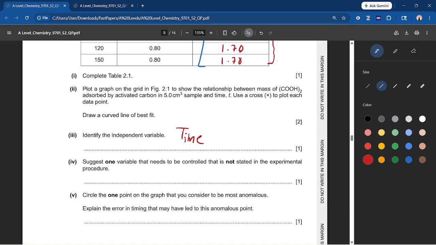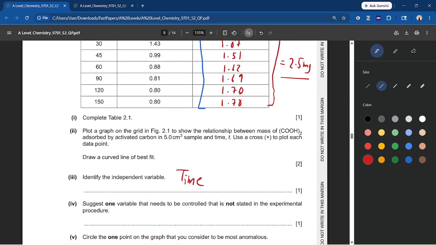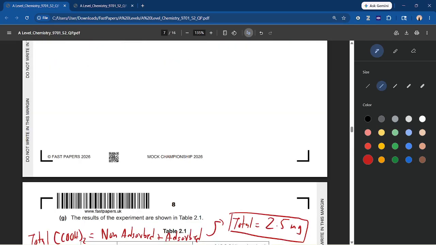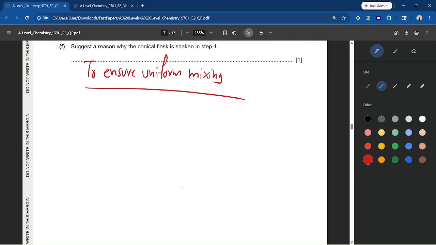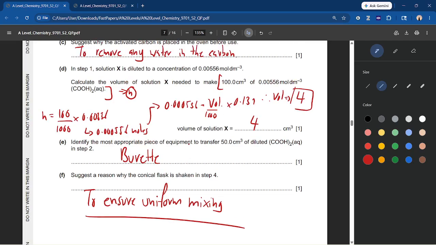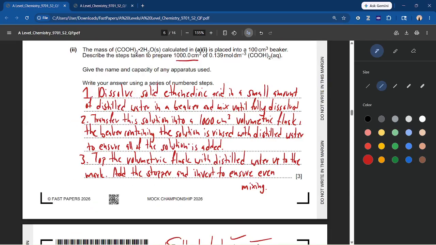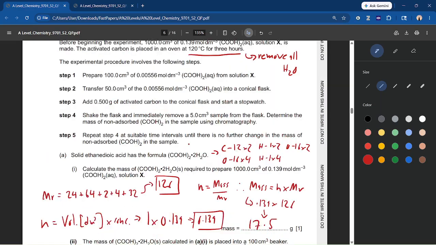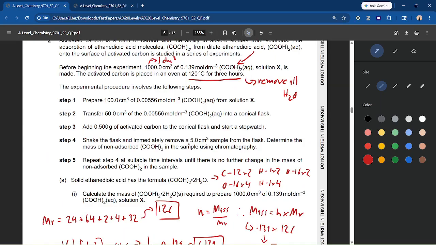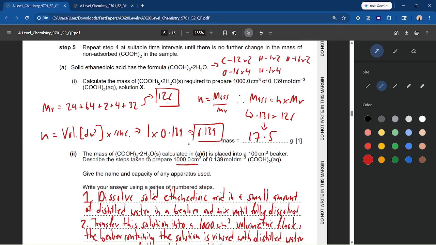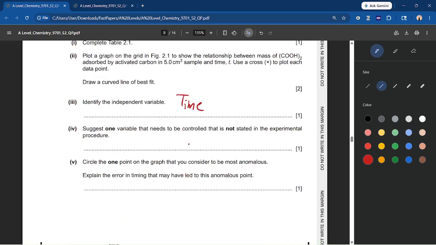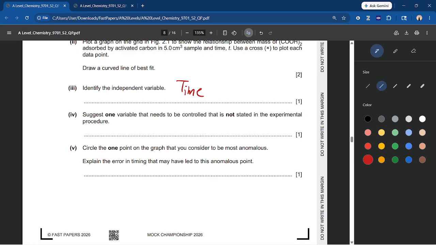So just one variable that needs to be controlled that is not stated in the experimental procedure. Usually whenever you're doing these sorts of reactions, one thing that you should always keep constant is temperature. So I don't recall seeing temperature over here. Let's go through it. Maybe I missed it out. So it says prepare, shake the flask, and yeah, there's no mention of temperature anywhere here. So we're gonna write down over here, one variable that needs to be controlled is temperature. Circle the one point on the graph that you consider to be most anomalous.